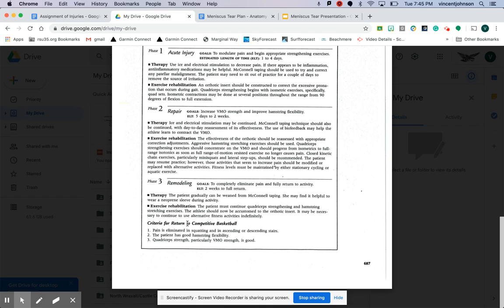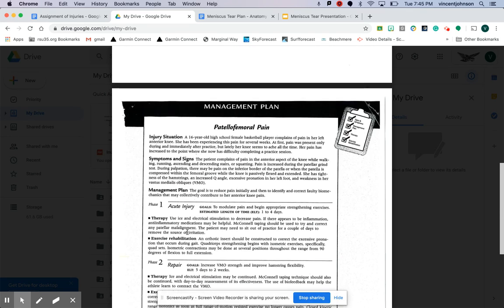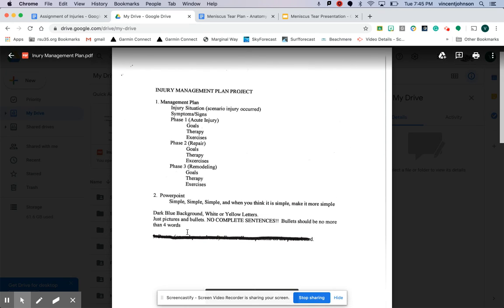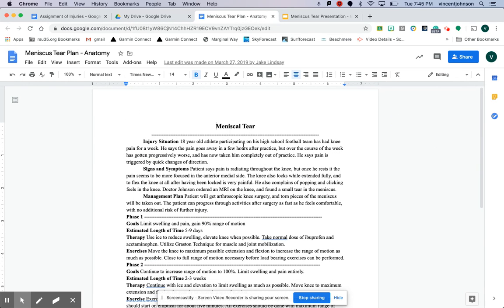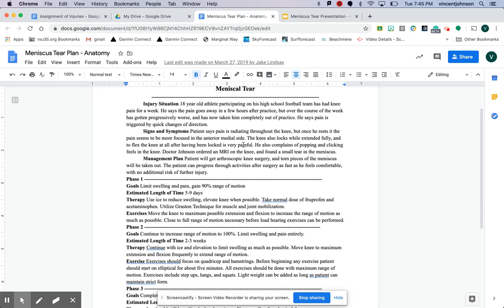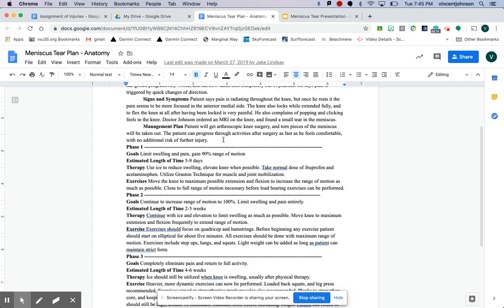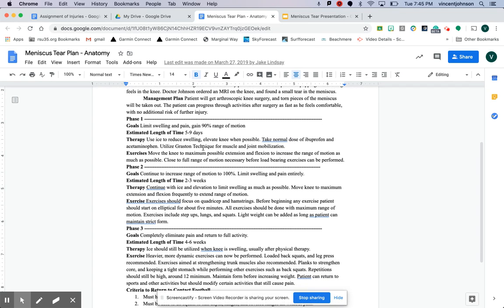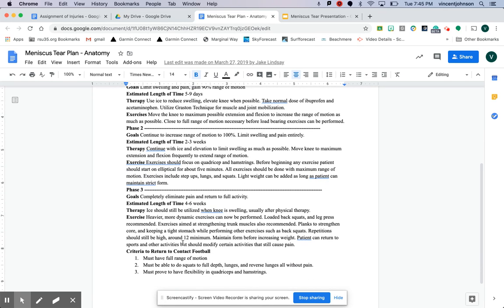And at the very end, you have a criteria for return. So what does the patient need to exhibit in order for you to give the stamp of approval for that person to get back to what they were doing before without any issues? Okay, so that's what it looks like. Here's some exemplars of students in the past. This is the paper look like, the tear, situation, signs and symptoms all typed out. Phase 1 all typed out, goals, estimated time, therapies and exercises, and at the very end, criteria for return.